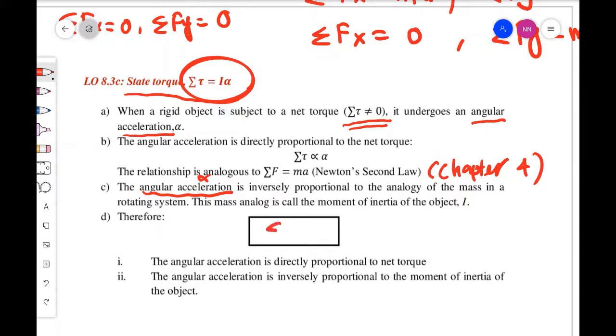Therefore, net torque equals I alpha. So angular acceleration is directly proportional to net torque, and angular acceleration is inversely proportional to the moment of inertia of the object.